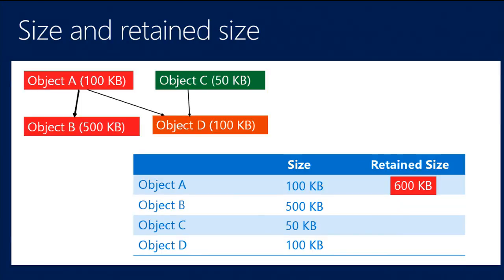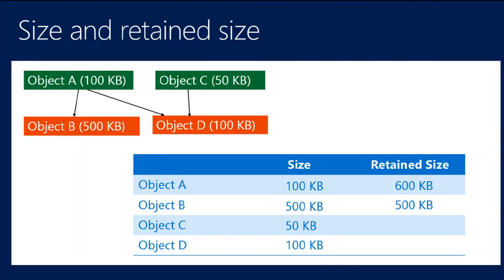Can anyone guess what object B's retained size is? 500, that's right. So object B doesn't hold on to anything else, even though it's being held on to by object A, because it doesn't have a reference out to anything. Its retained size is only its own size.